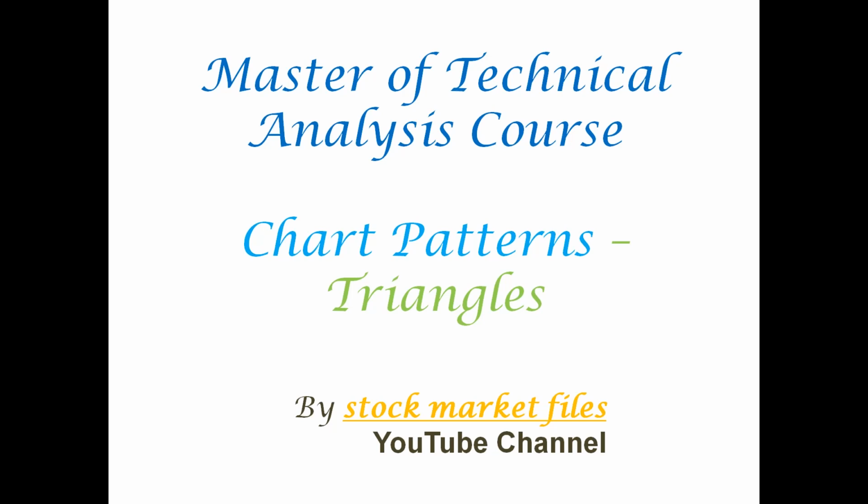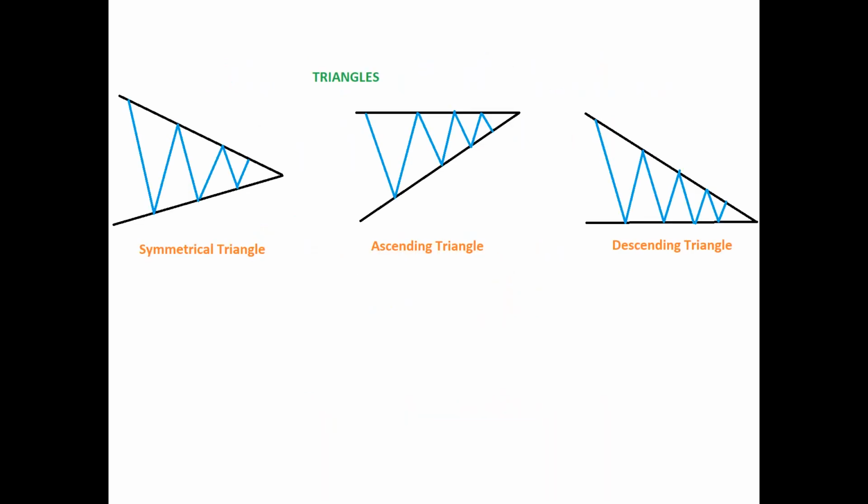Today we are going to discuss one of the very widely seen and very frequently seen chart patterns, triangles. There are three kinds of triangles. One is called a symmetrical triangle, the second is an ascending triangle, and the third one is a descending triangle. You see, these triangles resemble a real triangle. When price makes such a formation on the chart, we call that formation a triangle.